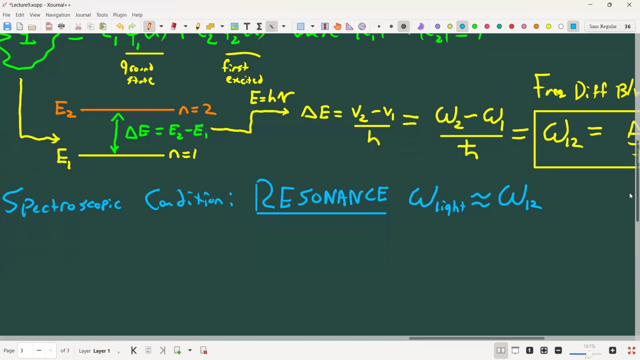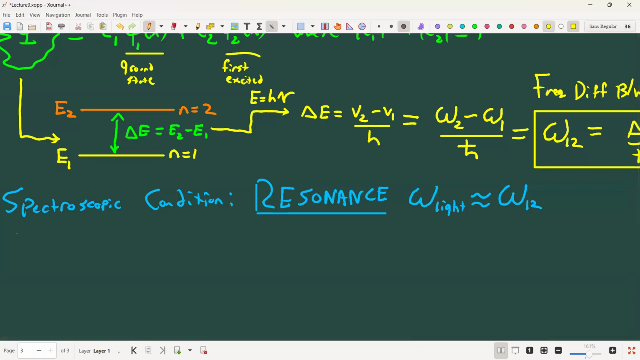All right, so what I want to think about now is, we've got this light shining at this energy difference. Let's think about what happens. What can we compute about what happens to our system after we shine the light in? All right, so we have two options, or we actually have three options. So what happens?